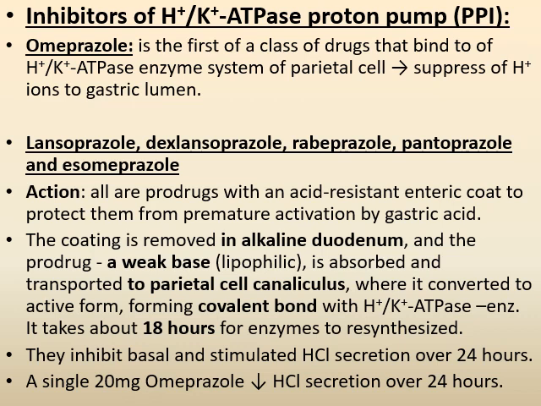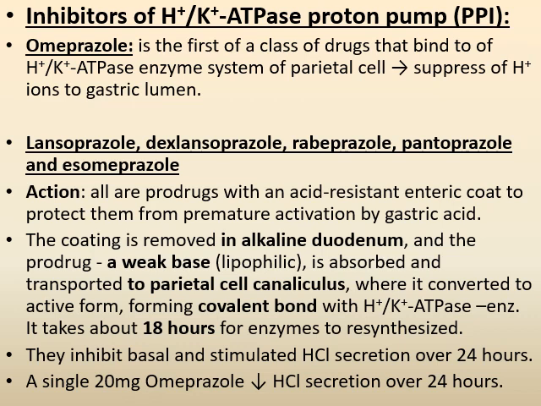This coat will resist the effect of the acid and the drug will pass to the duodenum, where the coat is removed. The drug, we said, is a weak base, so it is lipid soluble and will be absorbed, then pass to the parietal cell where it will be converted into an active form. This active form of the drug will bind covalently. Strong bonds will develop between the drug and the ATPase system. The enzyme will be inhibited for a longer time, about 18 hours, until it is resynthesized again.